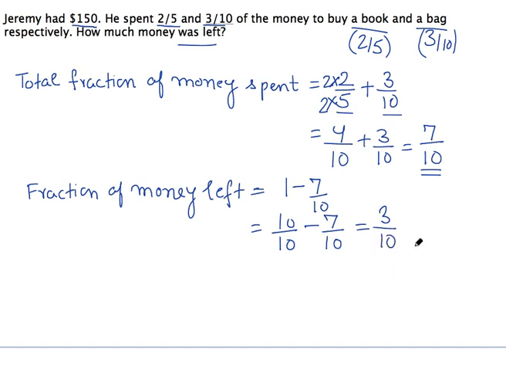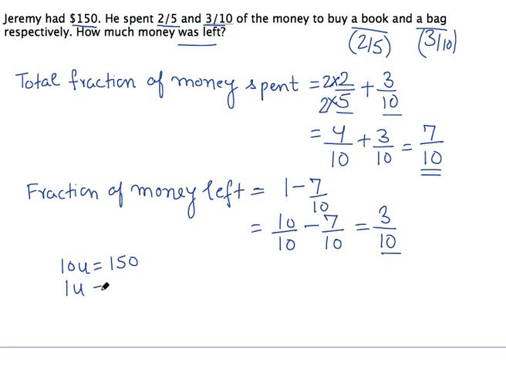Okay, so 3 by 10 of 150 was the amount of money Jeremy is left with. Or you can say Jeremy is left with 3 by 10 of the total amount of money he has, right? Now in 3 by 10, what does this 10 represent? It represents the total amount of money, which we can say that 10 units is equal to 150. So this is the amount of money he had initially, right? So 10 units is equal to 150.